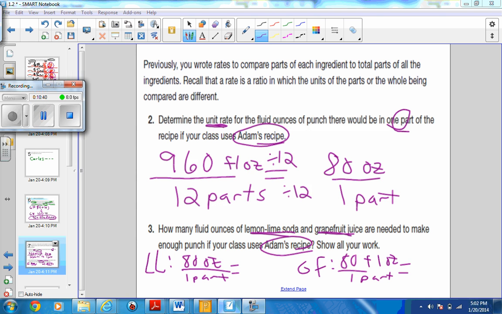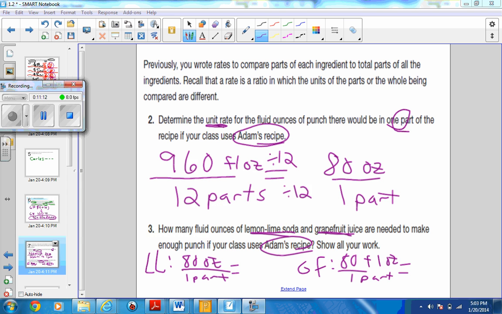Okay, so number 3 says how many fluid ounces of lemonade soda and grapefruit juice are needed to make enough punch if your class uses Adam's recipe. So show your work. I went ahead and started it for you just to give you an idea. So for the lemon lime, we're going to start with this 80 ounces for one part. So you need to go back and look at Adam's recipe, see how many parts lemon lime, and then what is your unknown, because you're setting this up like a proportion to solve. So your unknown is how many fluid ounces.